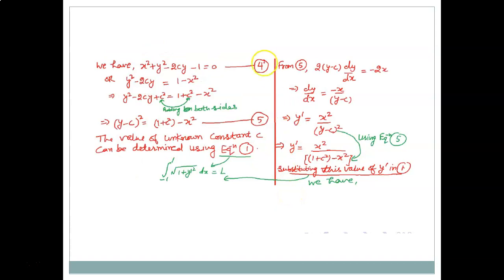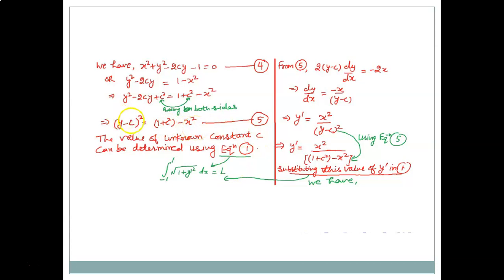Further simplification gives, if this is equation number 4, we write in this form. Now we are adding c square on both sides, consequently this reduces to this form. Now the value of unknown constant c can be determined using equation 1. What is equation 1? This one, the constraint.